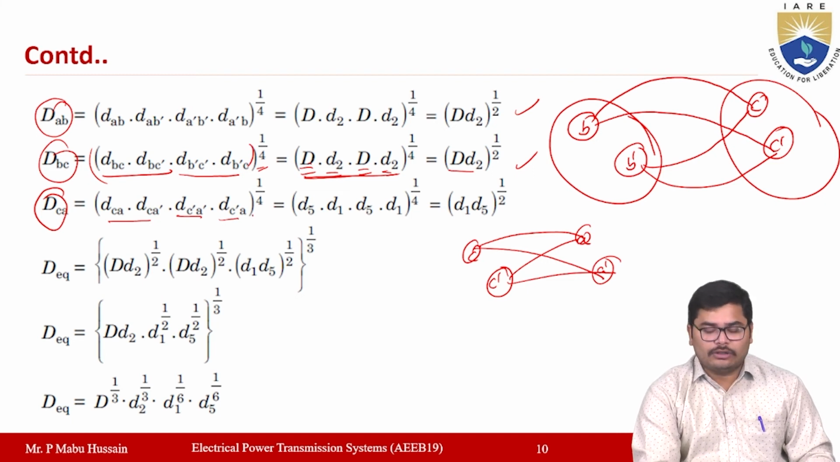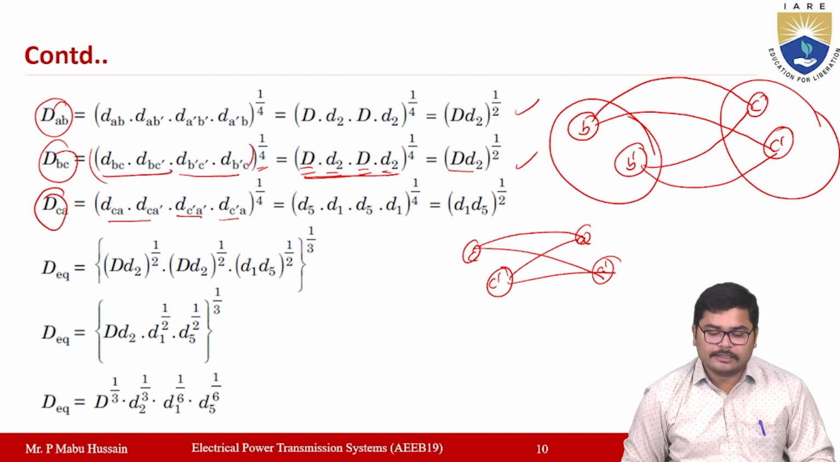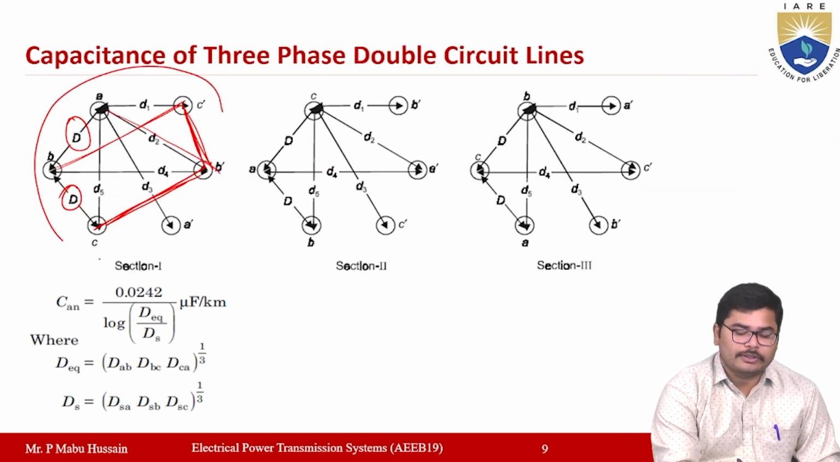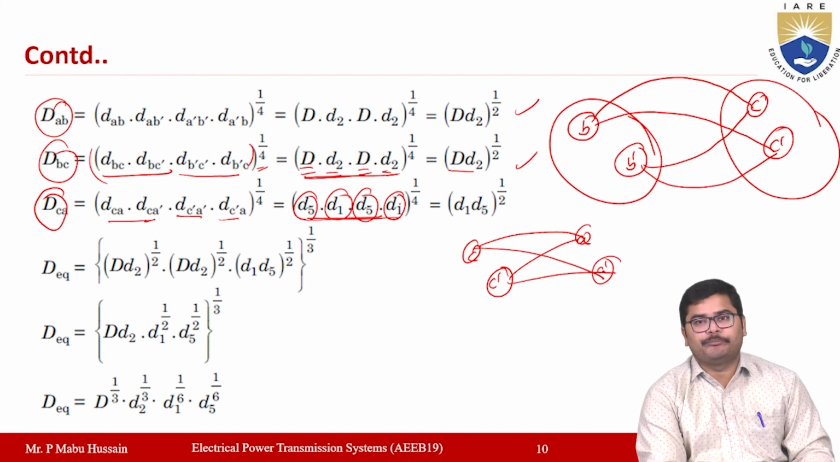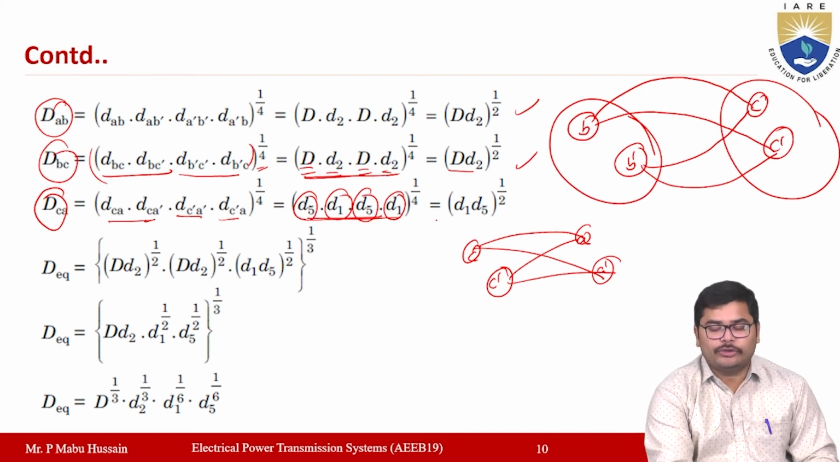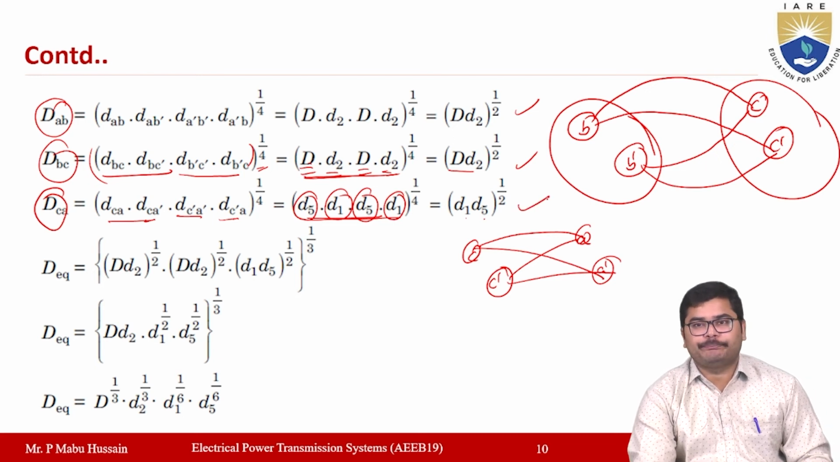Again here also you will get it. Now what are DCA, DCA dash, DC dash A dash, DC dash A? Those values you have to observe from this diagram. So if you observe and write the values, you will get DCA is equal to D5, DCA dash is D1, DC dash A dash is D5, DC dash A is D1 here. So this value will be equal to (D1 D5) whole to the power of 1 by 2.